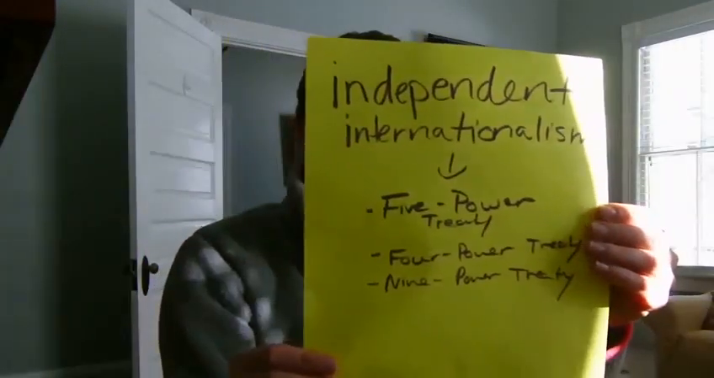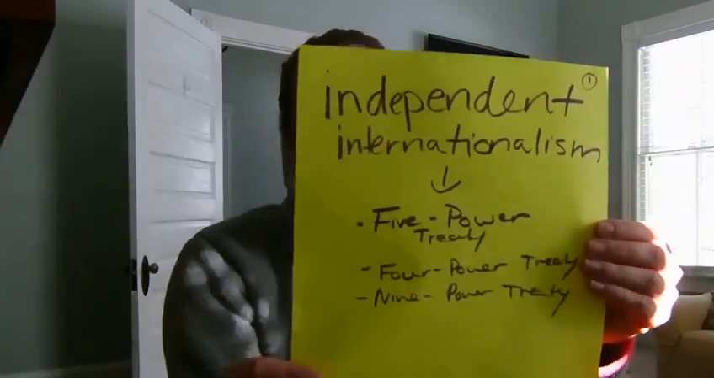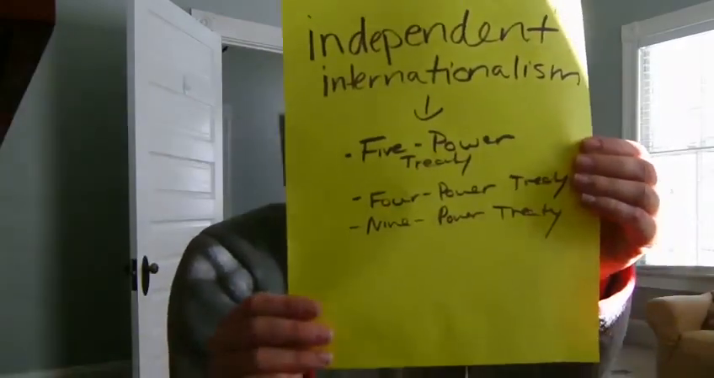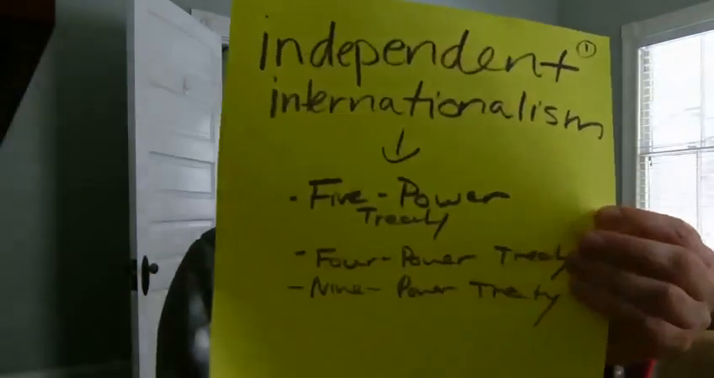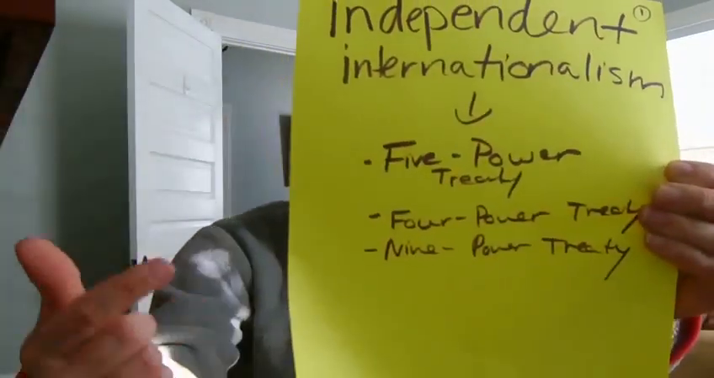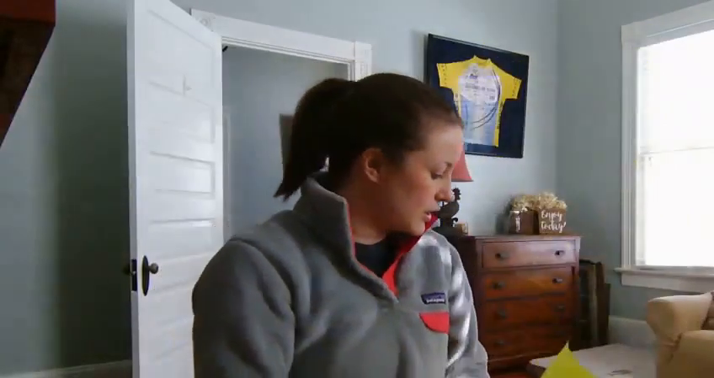If you ever see the 5 powers treaty, the 4 powers treaty, or even the 9 powers treaty, those are all parts of the Washington Naval Arms Conference. Okay, so if you ever see those, they just are all part of the Washington Naval Arms Conference.